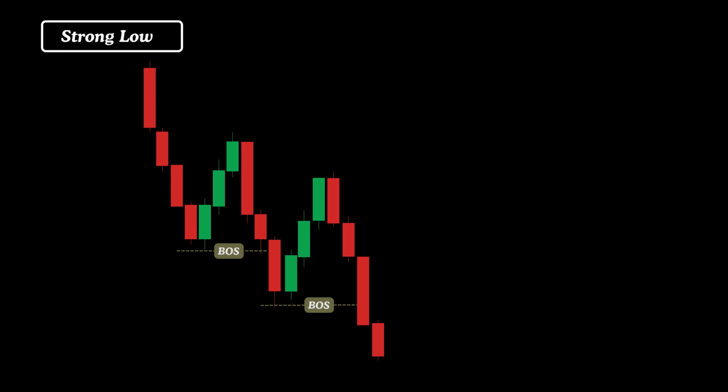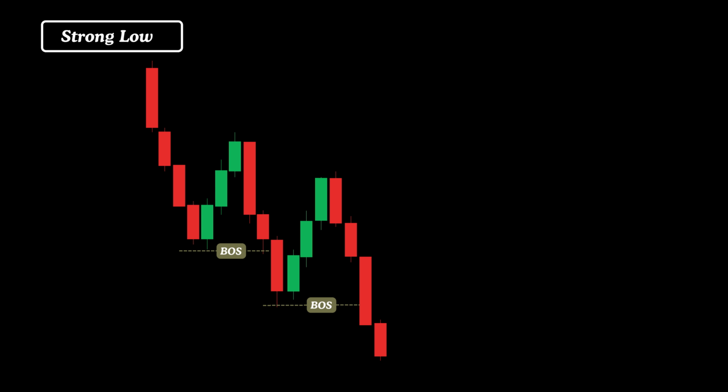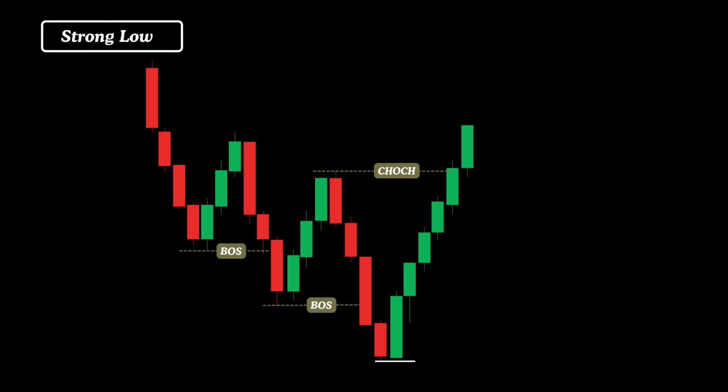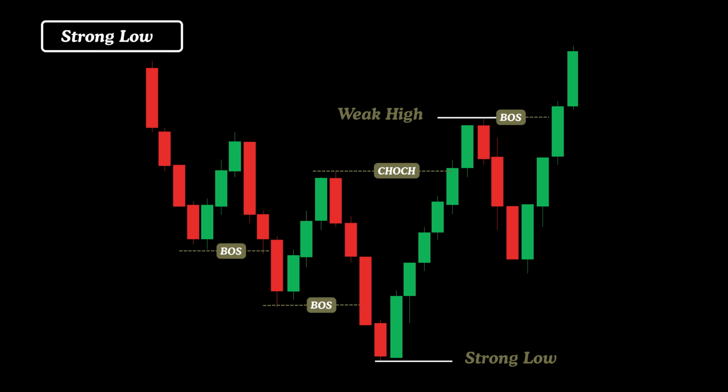On the other hand, when the market shifts from bearish to bullish, the last swing low formed before the reversal is considered a strong low. This is where buyers' stop losses are hidden, and smart money treats this area as support in future trades. When the price then creates a new higher high, the next higher low becomes a strong low, as long as the bullish structure remains intact.